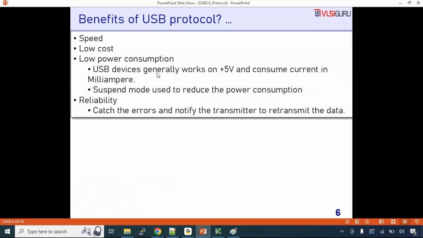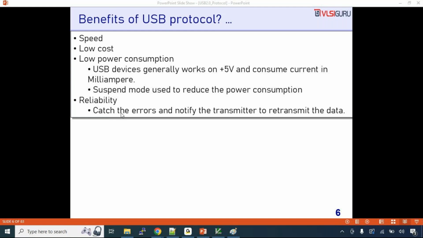So USB devices generally work on 5 volts and consume current in milliamperes. Suspend mode is used to reduce the power consumption. Then the reliability. You know what is meant by reliability, right? Let's say you drop your pen drive onto the ground and you take it and you can still use it. So basically that is one aspect.